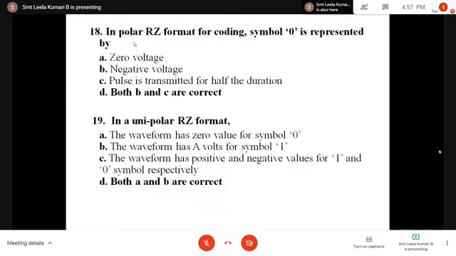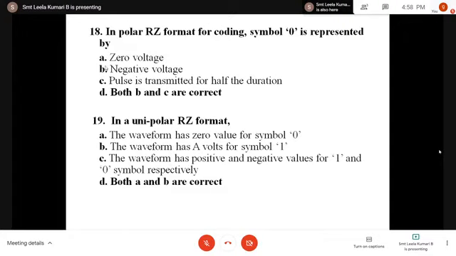Next is, in polar return to 0 format coding, symbol 0 is represented by. So polar means it comprises both positive and negative pulses. Return to 0 means they are half symbol wide. Please keep this in mind. In polar return to 0, symbol 0 is represented by a negative voltage of constant amplitude and half symbol wide.